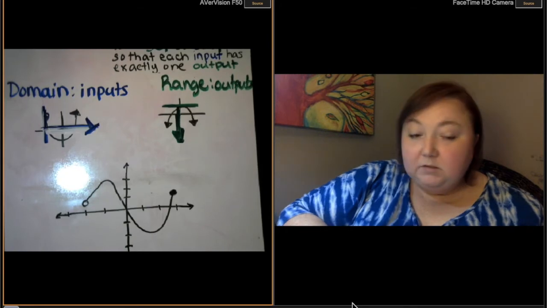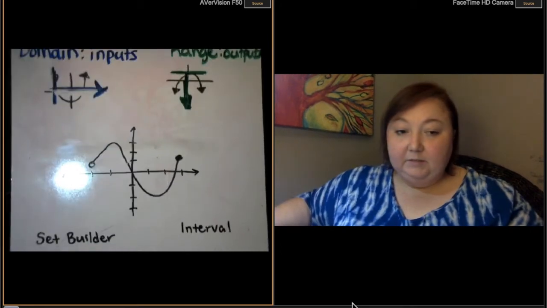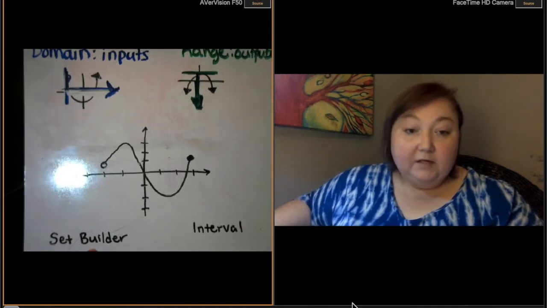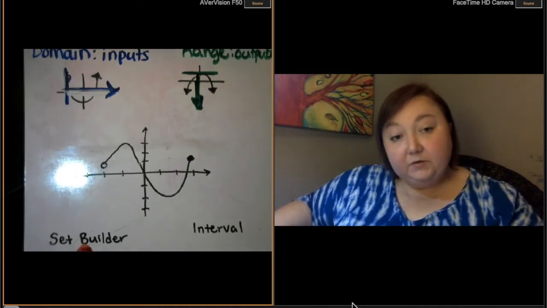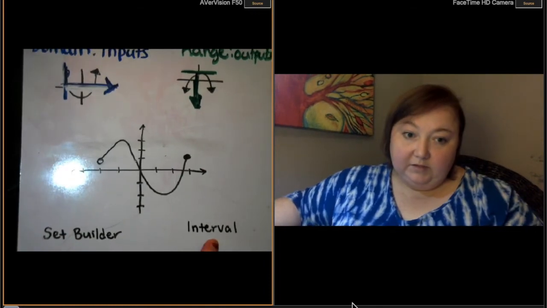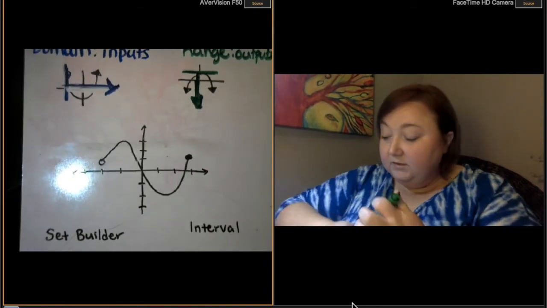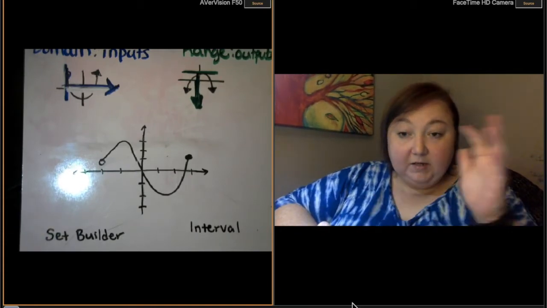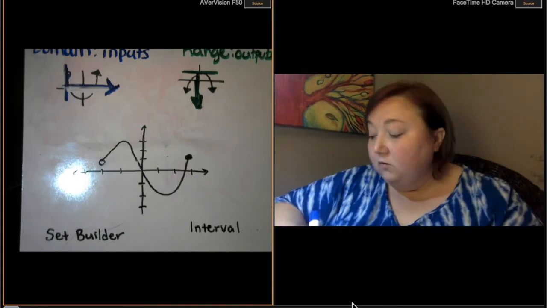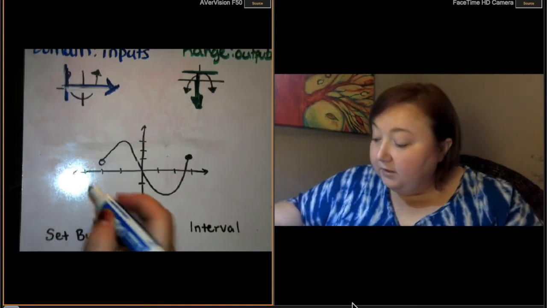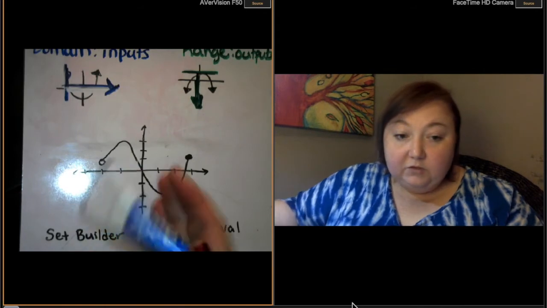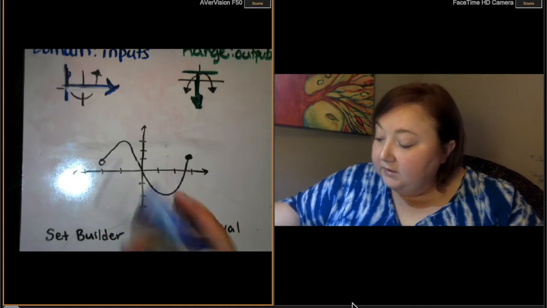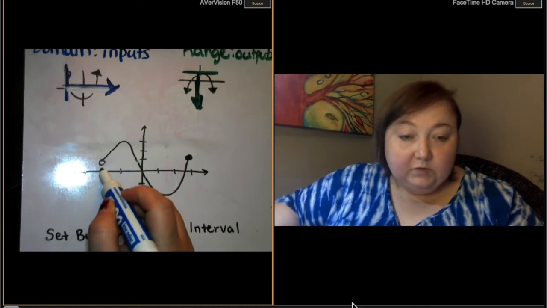Okay? So let's take a look at an example here with this graph. We're going to look at two ways to write the domain and range. You have your set builder notation, and then you have interval notation. Okay? So let's first take a look at the domain. So again, domain is how far left and how far right the function goes. So when we look at this graph, the furthest to the left that it goes, it doesn't go any further than that. So this is the lowest domain value.